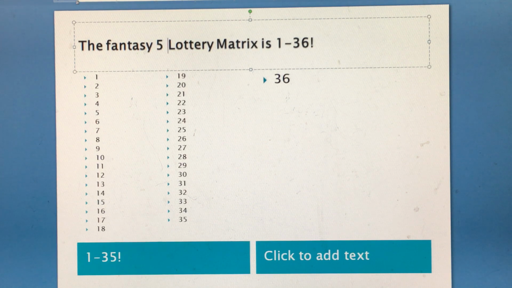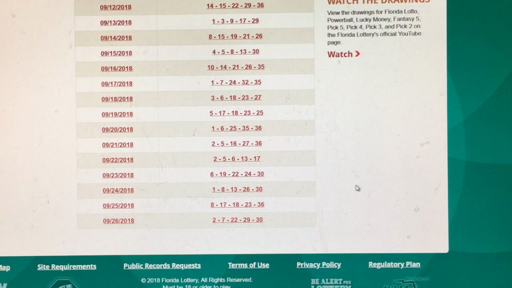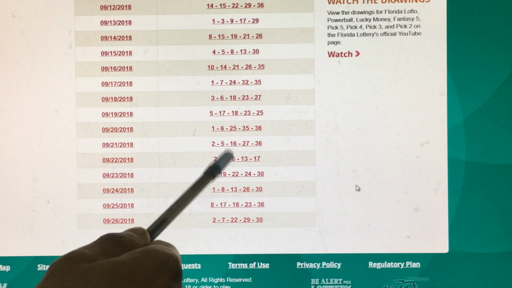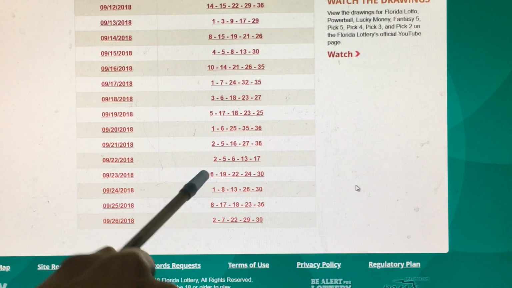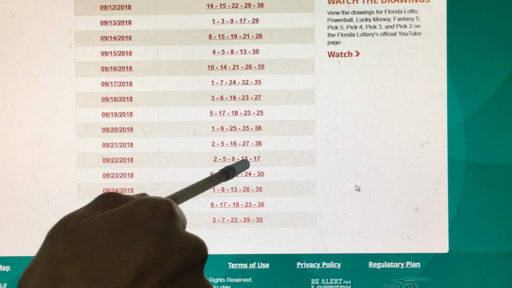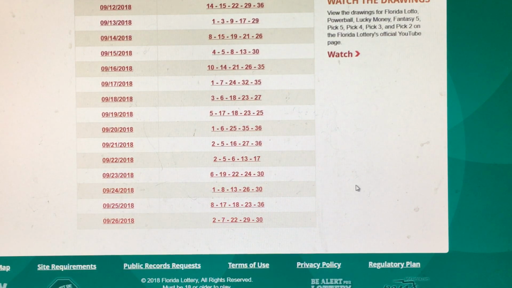Now, let's look at the draw. I'm going to use the recent draw. It's 926. So I'm going to count back 5 draws. 1, 2, 3, 4, 5. Okay, it's going to be 2, 5, 6, 13, and 17.